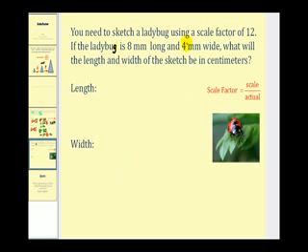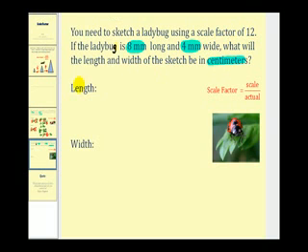Here we need to sketch a ladybug using a scale factor of 12. That would be a ratio of 12 to 1. If the ladybug is 8 millimeters long and 4 millimeters wide, what will the length and width of the sketch be in centimeters? Once again, notice we have a change in units. This is 8 millimeters and 4 millimeters. We want to convert this into centimeters using the scale factor of 12. So we'll first use the scale factor to determine the measurements in millimeters and then convert that to centimeters.